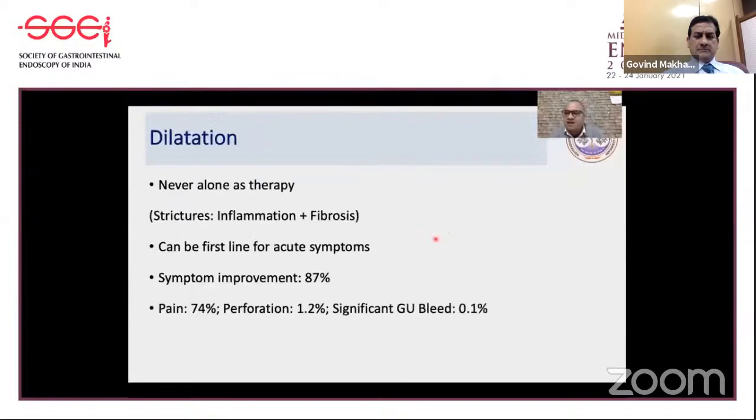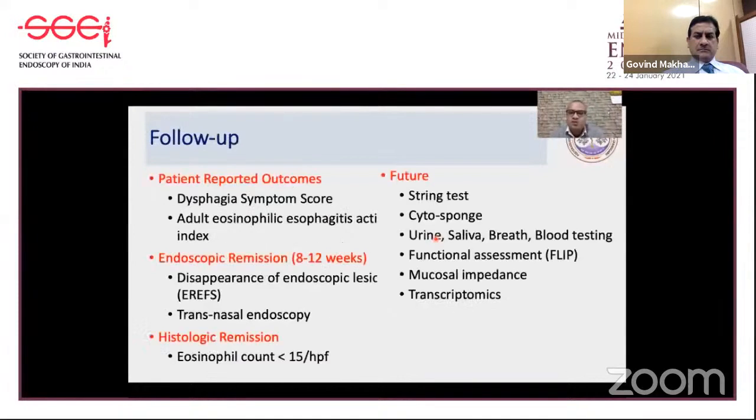So dilatation is never a standalone therapy, only to tide over the acute symptoms, because the inflammation which incites the fibrosis also has to be treated. Symptomatic improvement is common with dilatation, and pain is very common. Almost three-fourths of the patients will have some amount of pain. Follow-up is usually with symptoms, but must also include endoscopy and documentation of histologic response. In the future, there may be an upcoming role for string tests or cytosponge, but as of today, it is endoscopy with biopsies to document histologic remission.